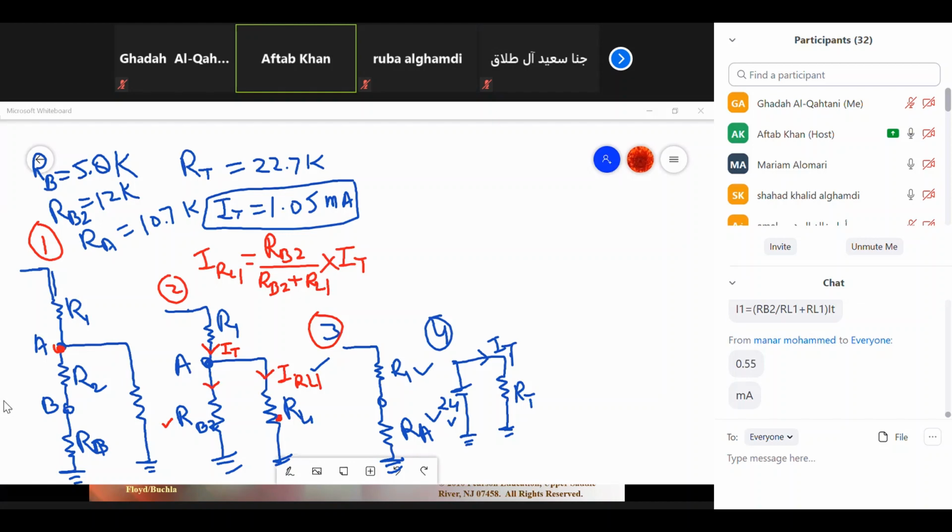0.55 milliamps. Okay. Check others also. How much is IRL1? Manar is getting 0.55. How much are you getting?